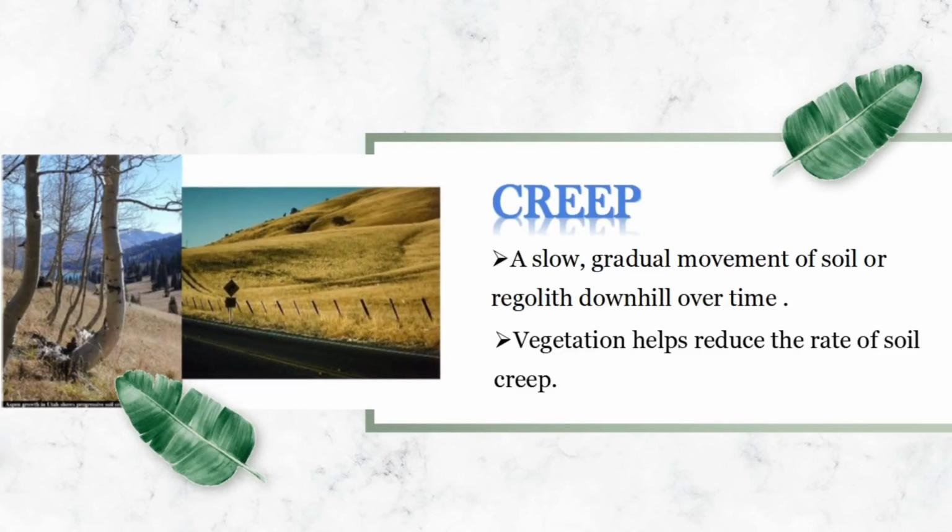Creep. It is called creep when there is a slow, gradual movement of soil or regolith downhill over time. The normal velocity is less than 1 centimeter per year. Soil particles are gradually moved down the slope by freezing and thawing, which helps cause soil creep. Utility poles that are tilted and moving out of alignment year after year are examples of creep at the surface. Vegetation helps reduce the rate of soil creep.